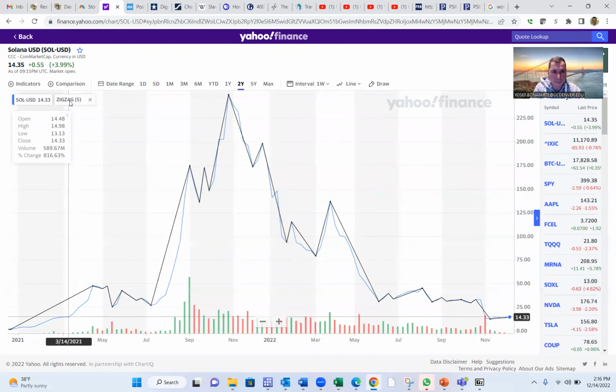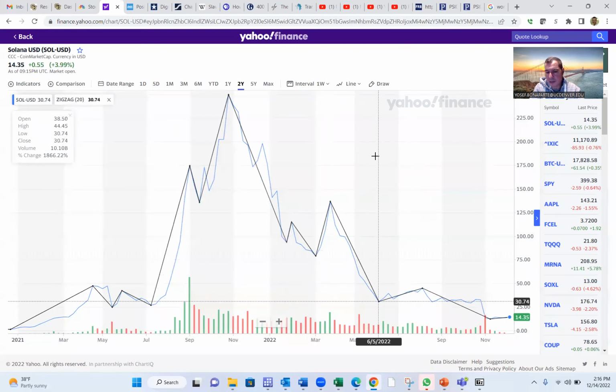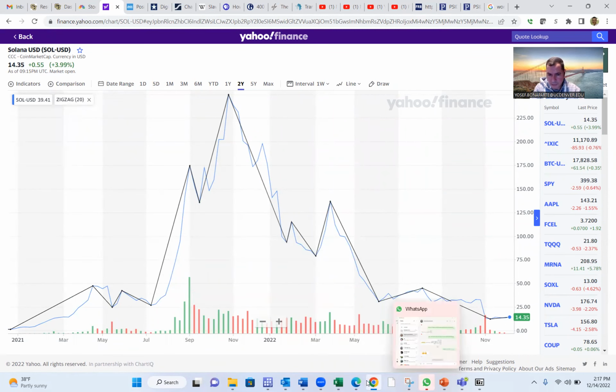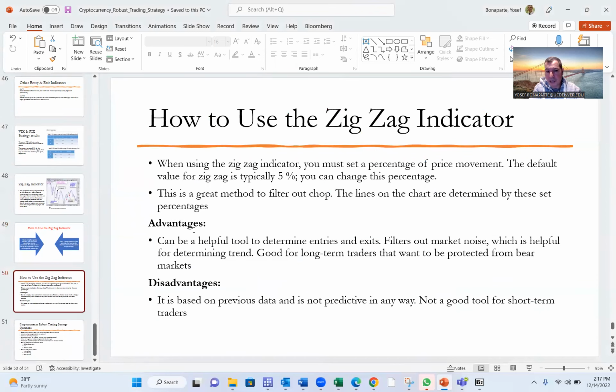If we do, let's say, 20% and save, then you get slightly different ideas or inferences. So that's pretty much it. When using the zigzag indicator, you must set a percentage of price movement. The default is 5%. This is a great method to filter chop. The advantage is that it can help determine entry and exit and filter out market noise. The disadvantage is that it's based on previous data and is not a prediction of the future.